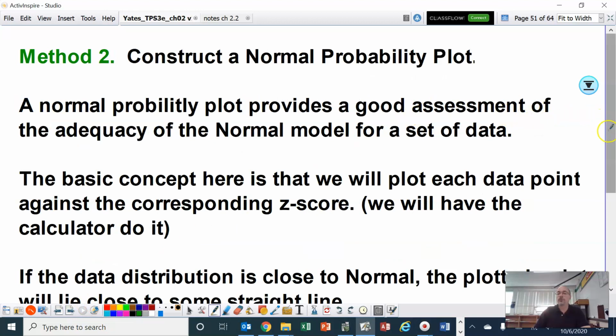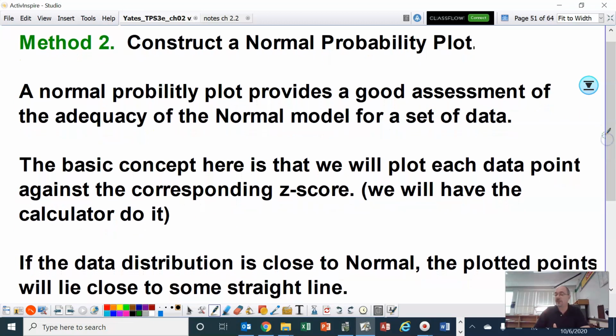Method number two, which is also very easy to do, is the other one I recommend. In fact, you're going to have to be able to read these kinds of normal probability plots to be able to tell if something is approximately normal or not. Super easy to read, okay?